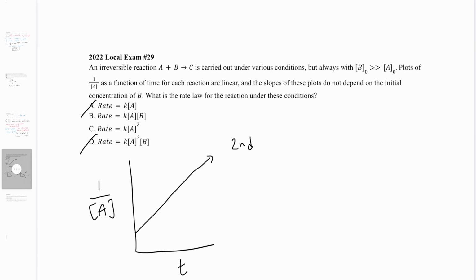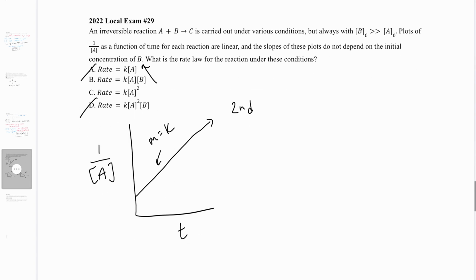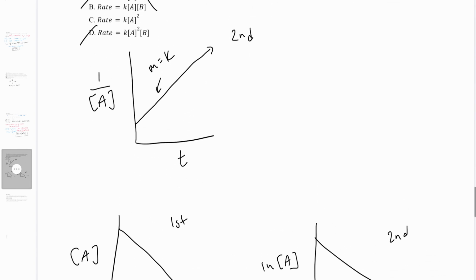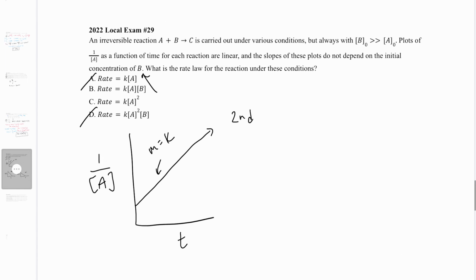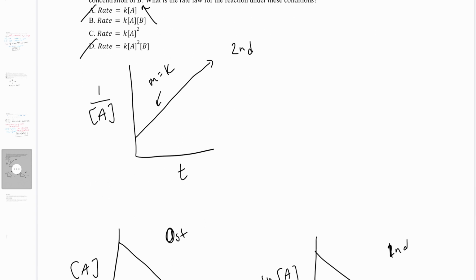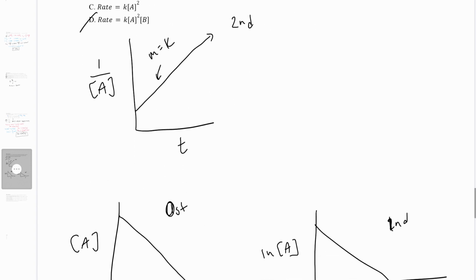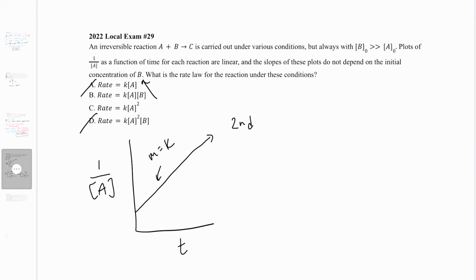Our second bit of information that we're given is the fact that the slope of these plots do not depend on the initial concentration of B. The slope of your line here is going to be K. It's a positive slope. That's the difference between second order and first. Sorry, that should say first order. That should say zero order. My bad. The difference between your zero order, first order, and your second order is the fact that zero and first order all have slopes that are negative. These have slopes of negative K, and your second order has a positive slope of K.